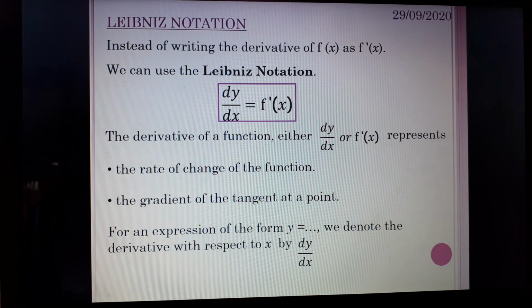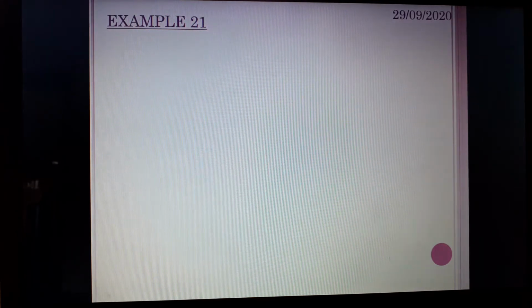So if we're given an expression in the form y equals something to begin with, then when we're asked to write the derivative of that function, that expression, we're going to write the derivative as dy by dx. If we're given our original function as f of x equals, then the derivative will be f dashed of x. And if we're given the function as y equals, the derivative will be written as dy by dx.